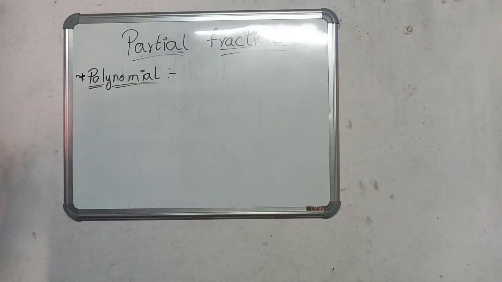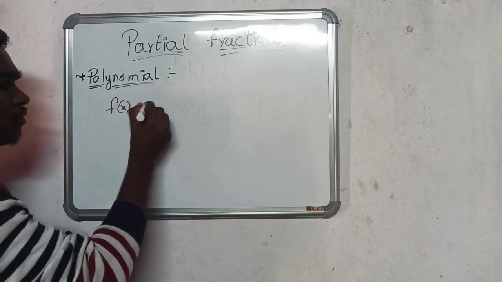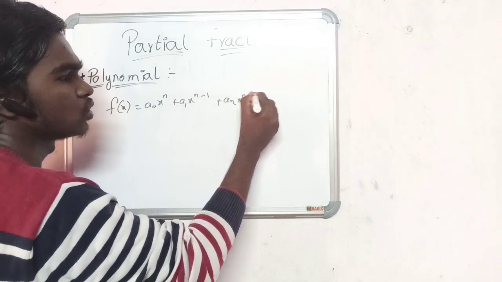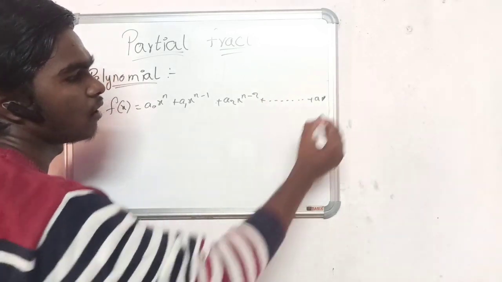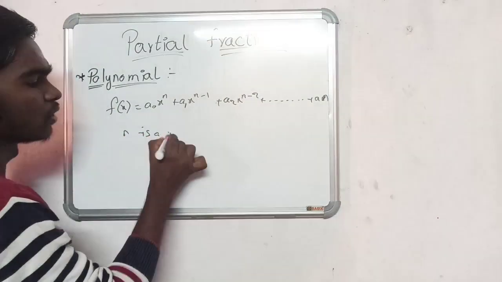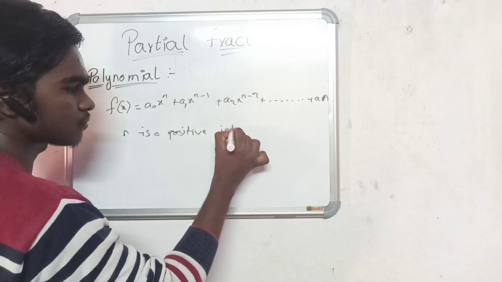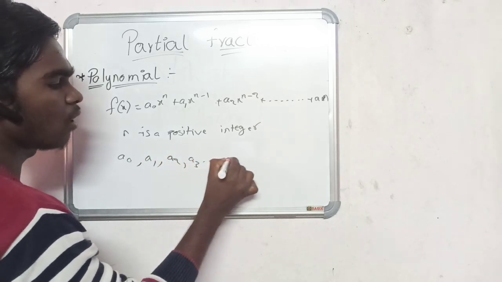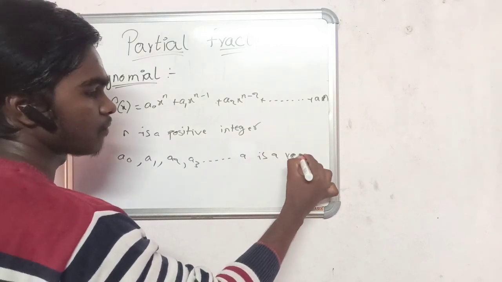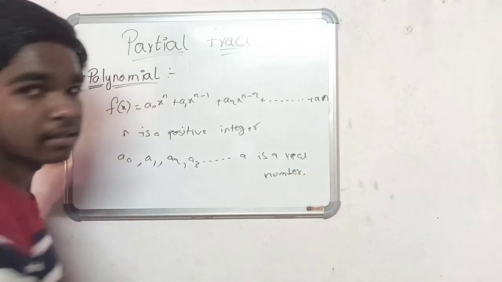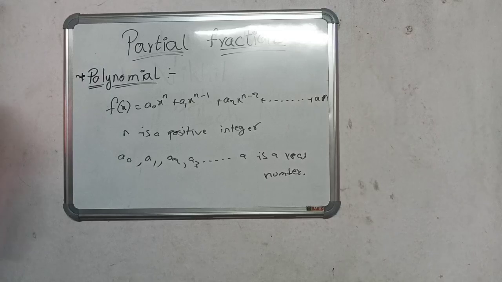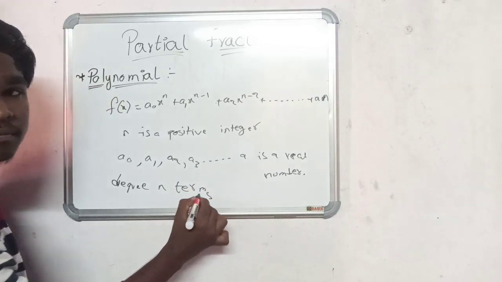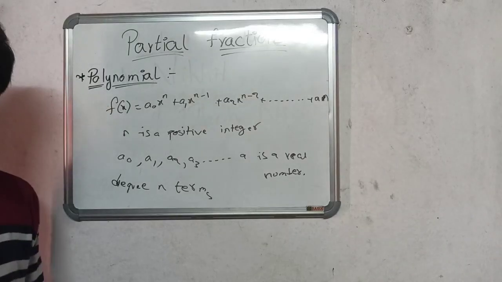What is a polynomial? An expression in the form of f of x equal to a0 x power n plus a1 x power n minus 1 plus a2 x power n minus 2 and so on plus an, where n is a positive integer, and a0, a1, a2, a3 and so on are real numbers. Then the polynomial is of degree n, and this polynomial is in x.